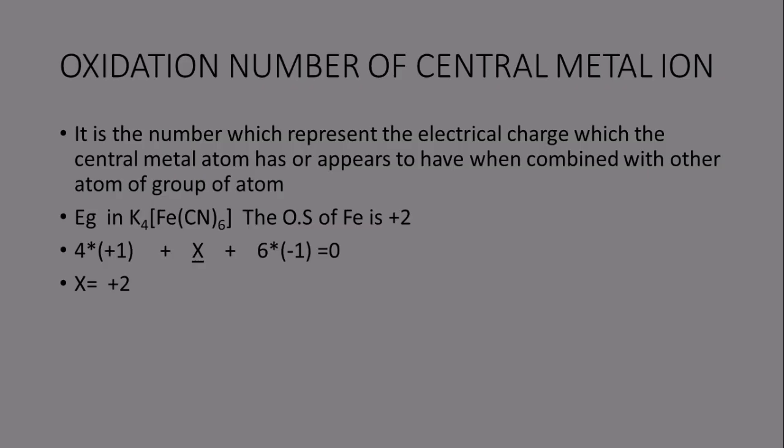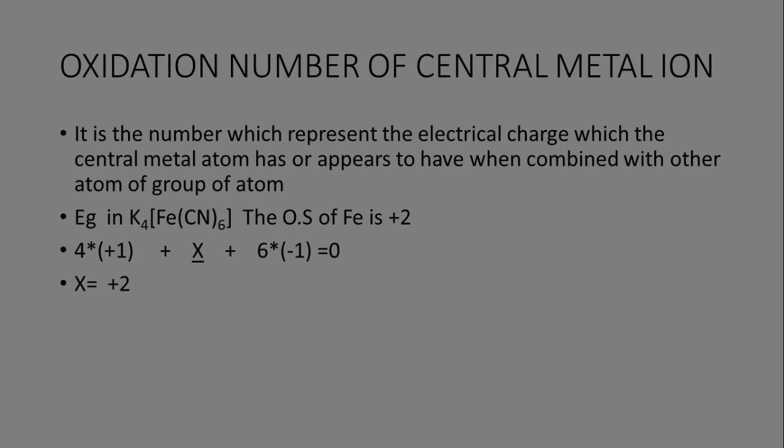Now, what is the oxidation number of the central metal ion? The oxidation number of the central metal ion is the number which represents the electrical charge which the central metal atom has or appears to have when combined with other atoms or groups of atoms.